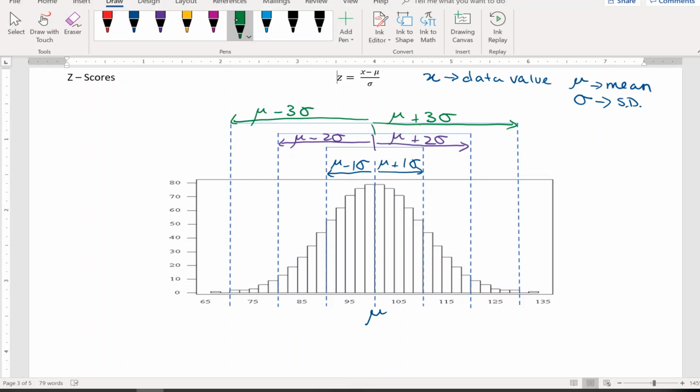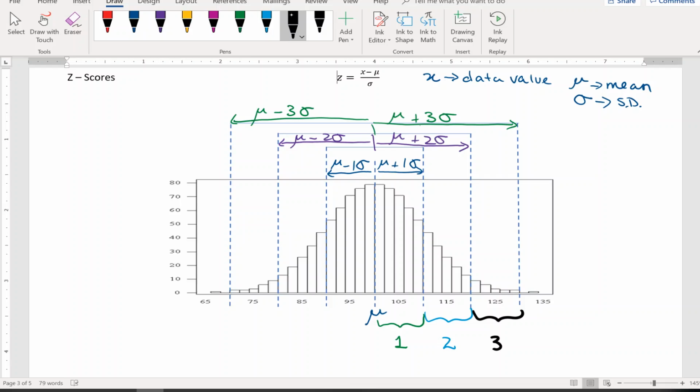So now, if you have a value that is between the mean and the first standard deviation, it would have a z-score of 1. Between here and here, this would have a z-score of 2 because it's within 2 standard deviations. And then between here and here, this would have a z-score of 3 because it's 3 standard deviations away from the mean.